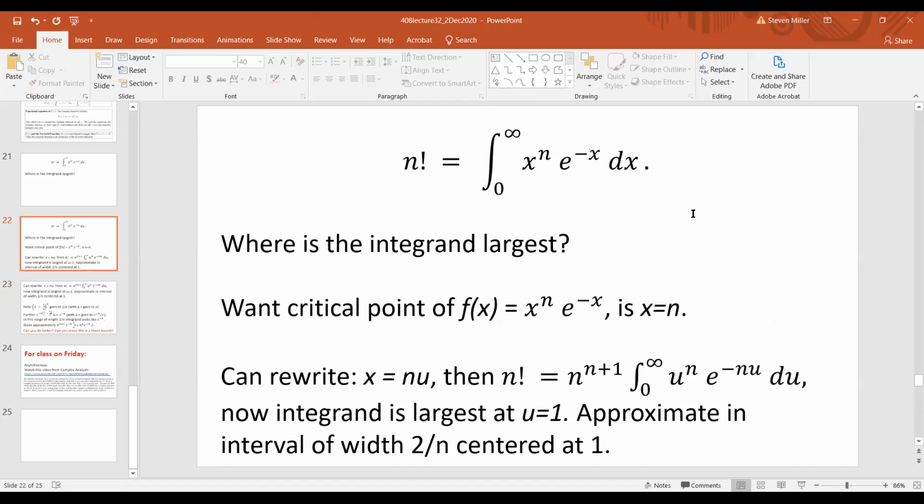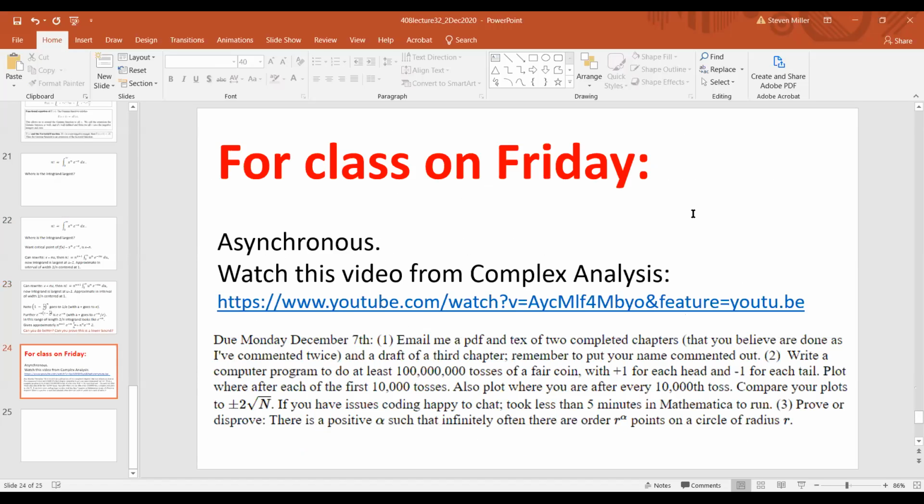And it gives you the main term plus a very small error. And you need some parameter going to infinity. Here, the parameter that's going to infinity is, of course, n.